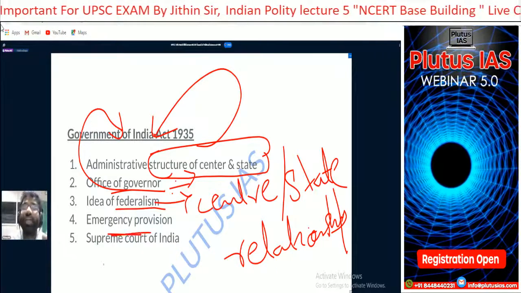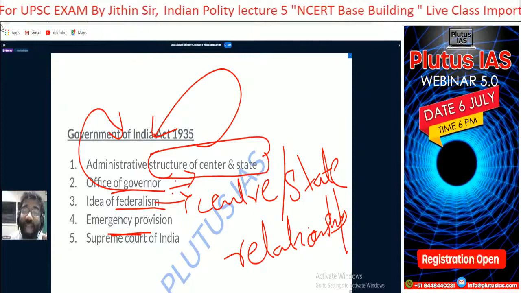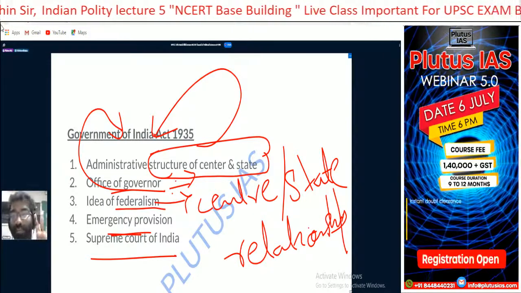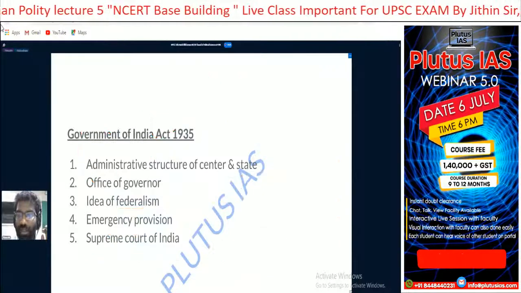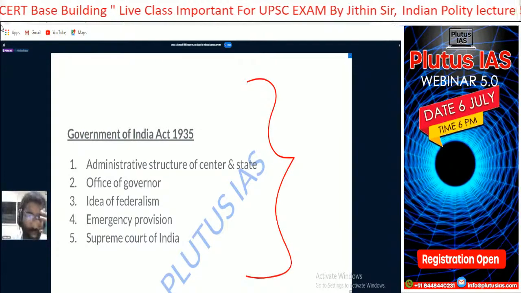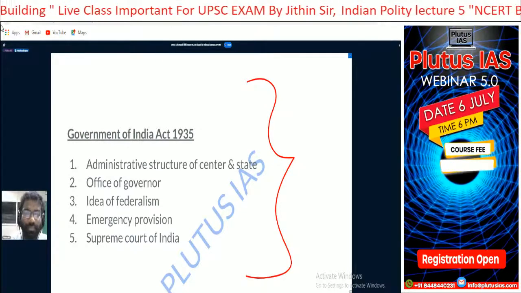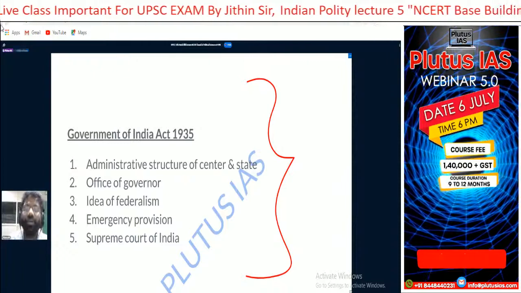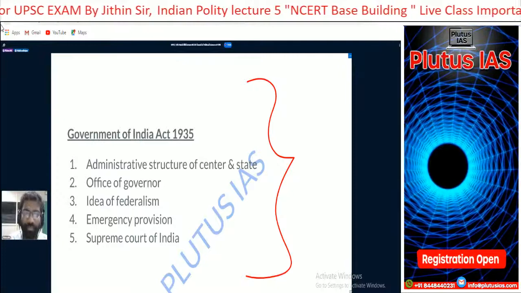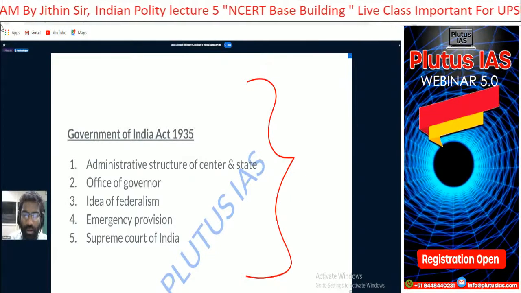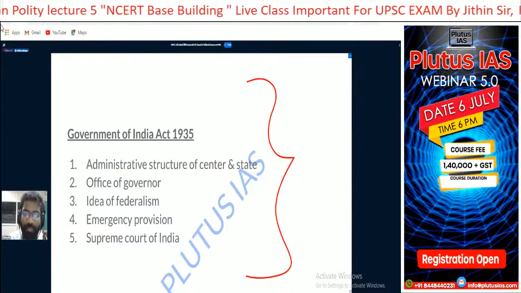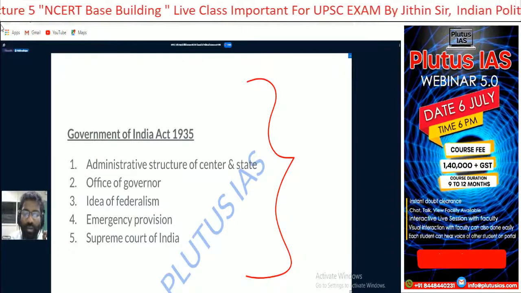Emergency provisions were taken from Government of India Act 1935, and the Office of Supreme Court was taken from Government of India Act 1935. So are the 5 things clear? Palak, what were the things taken from Government of India Act 1935? Administrative structure of center and state. Very good. And Office of Governor in each state. Okay. Idea of federalism, that is center-state relationship. Okay. Emergency provisions. Okay. National, state and financial. And Supreme Court of India.